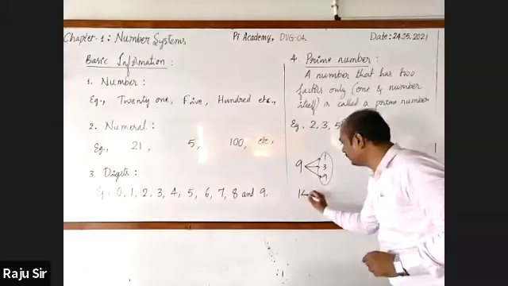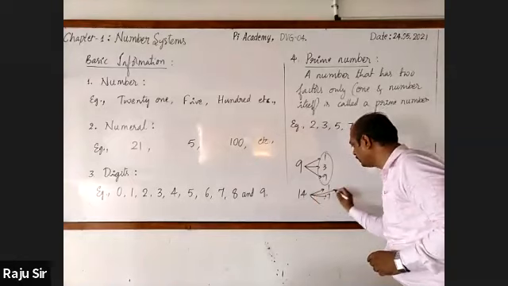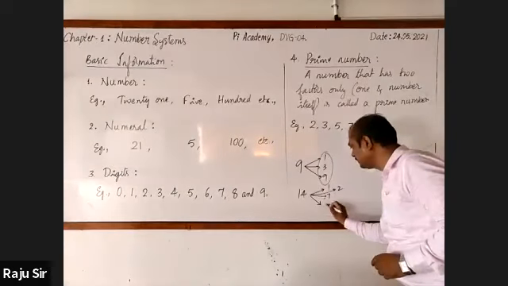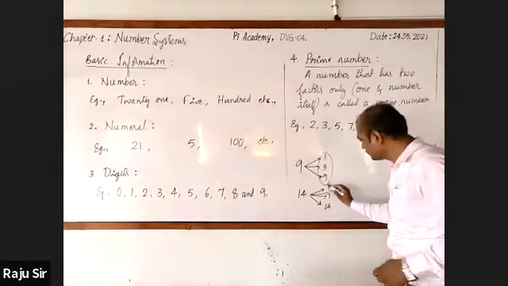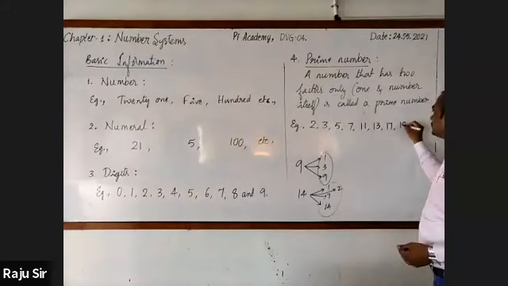Then 11, 13. 14 won't come. It is divisible by 1, divisible by 2, divisible by 7, divisible by 14. There are more than 2 factors. So it is not a prime number. So next 15, 16 won't come. 17 will come. And also, 19.